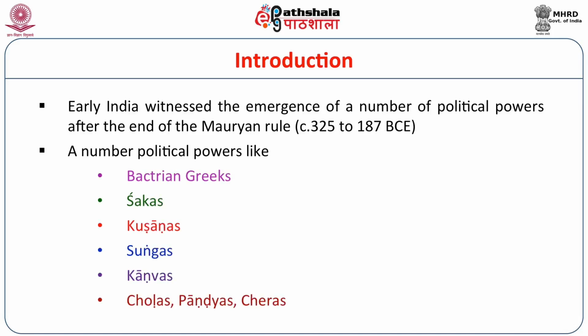Shungas and Kanvas did not come from outside. Kushanas came from outside. Bactrian Greeks came from outside, but there were other powers which were indigenous within India. Those were Cholas, Pandyas, Cheras in the south, and Shungas, Kanvas in central India and eastern India. Now, this was the political situation in which we find the Sātavāhanas to have ruled in the Deccan.